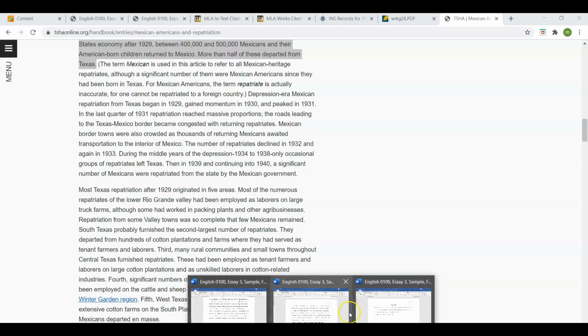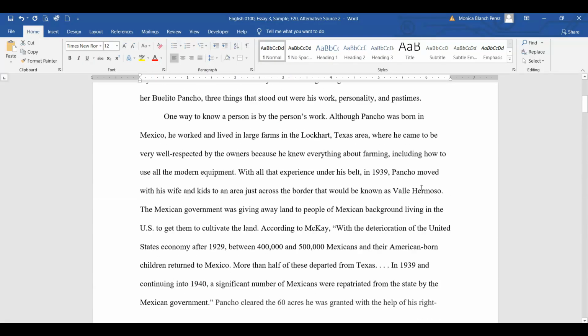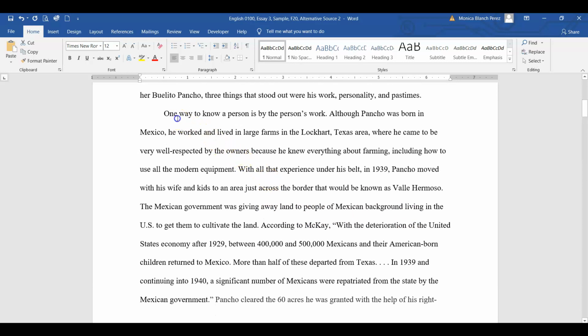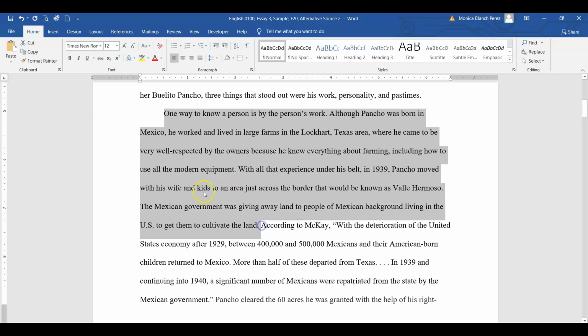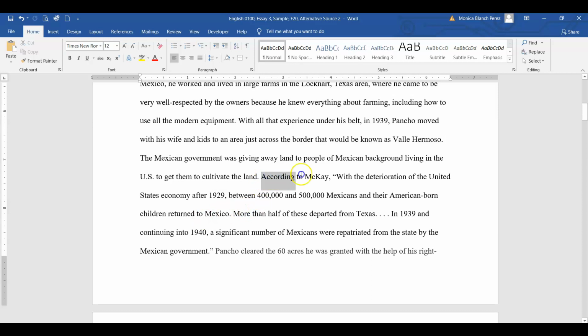Okay, well, let's look at it because I know they might have quoted something else. I'm trying to guess when the answer is right there. So here it is. So notice my essay was the same. Blah, blah, blah. My grandfather and his work and all this. The Mexican government was giving away land. Of course, none of that came from an article. It came from my interview with my mom. And then according to McKay, there's what I quoted, what I was reading, right?